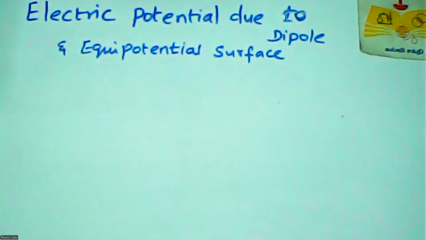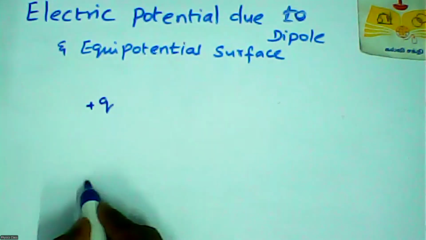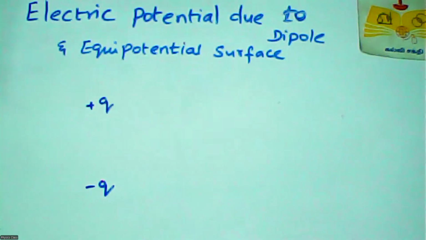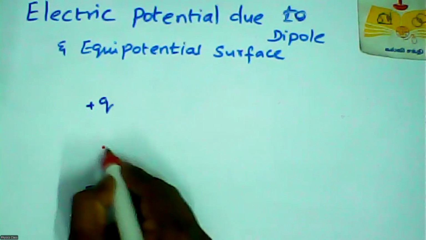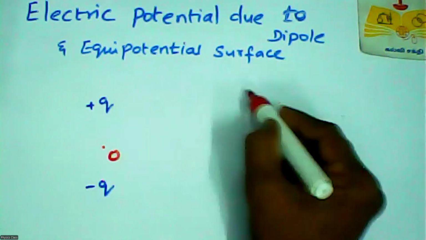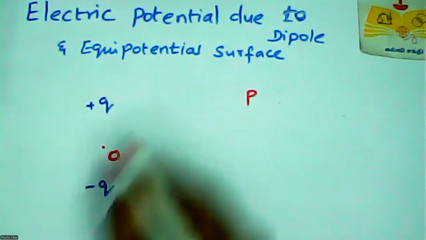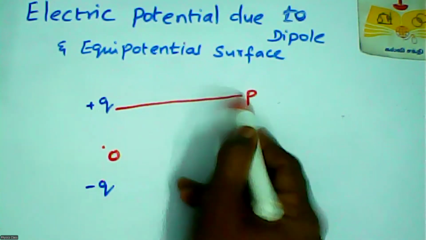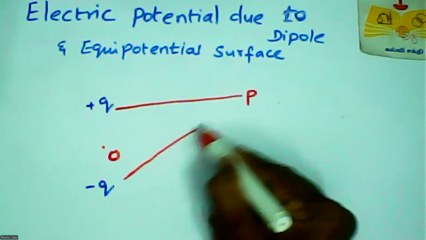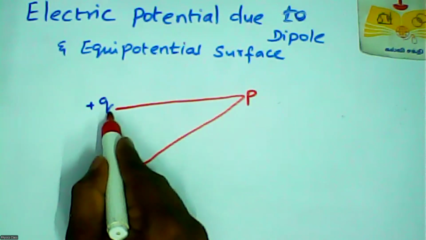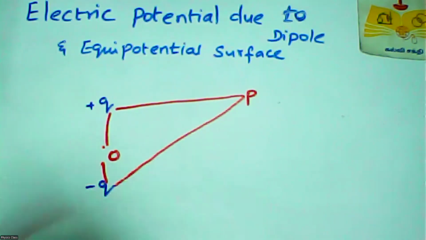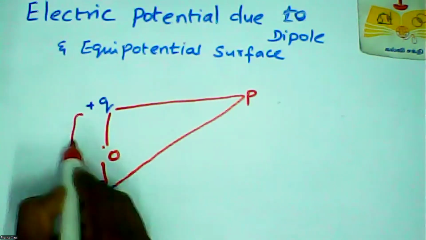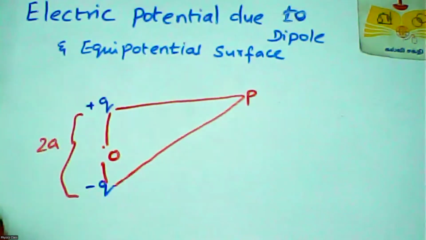So we can place two charges in space like that, plus Q and minus Q. And here is the origin. We can choose point P here. This is the distance of 2A. This is A, this is A. So this is the origin.